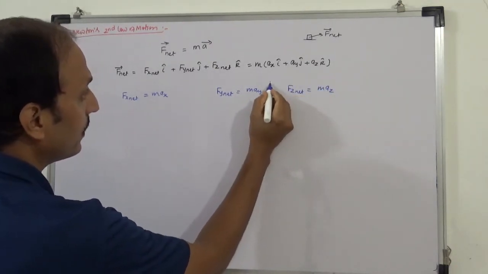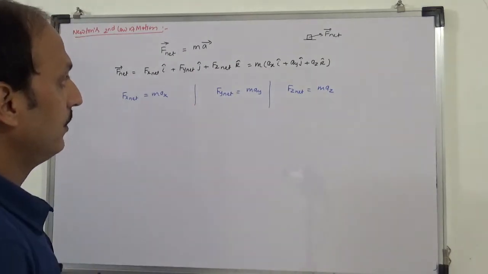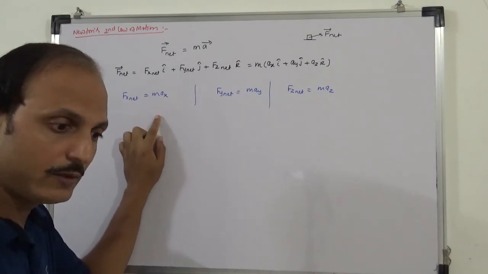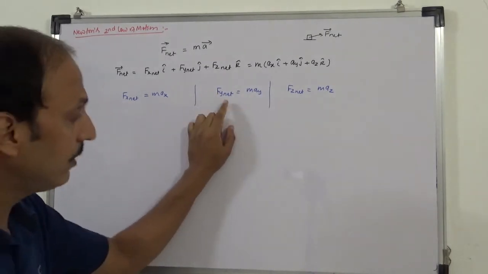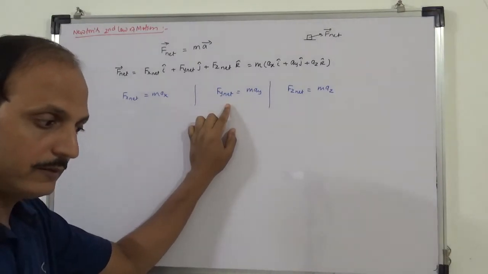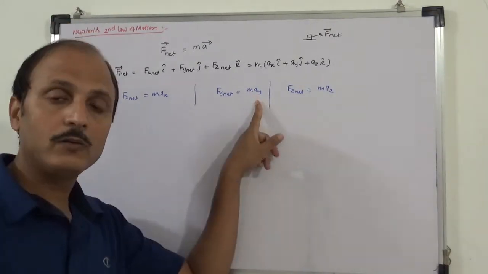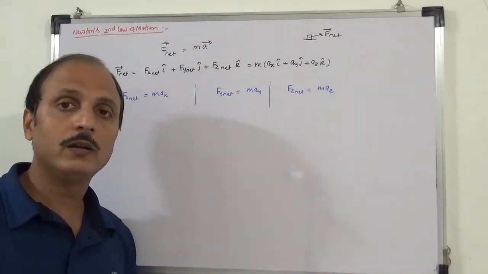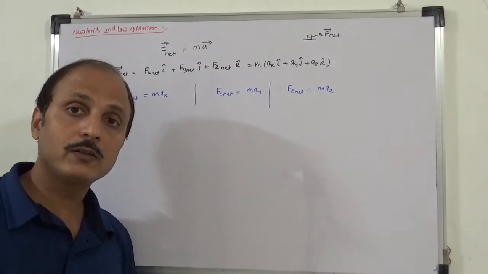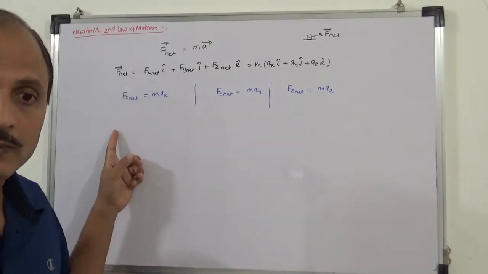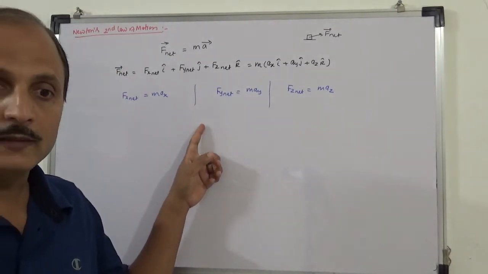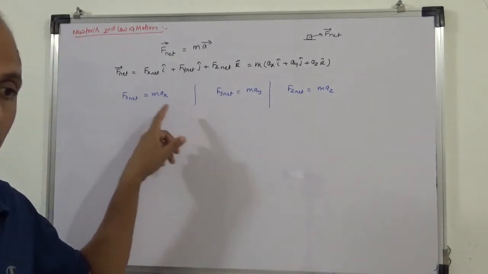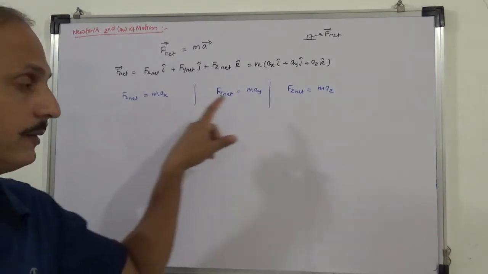And this is very important. Forces along the x-axis are going to give you acceleration along the x-axis. Net force along the y-axis is going to give you acceleration along the y-axis, and net force along the z-axis is going to give you acceleration along the z-axis. Forces along x will not affect acceleration along y or acceleration along z. Forces along y will not affect the acceleration along x or acceleration along z.